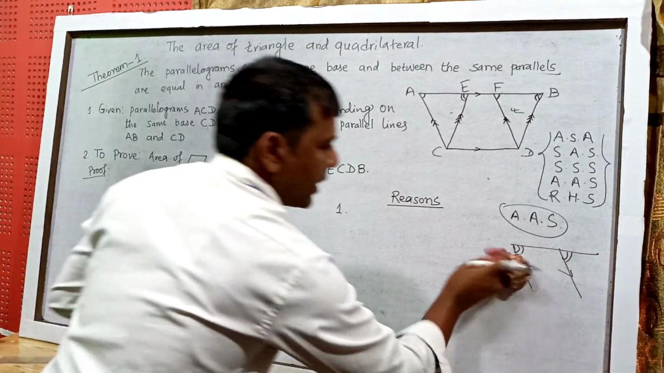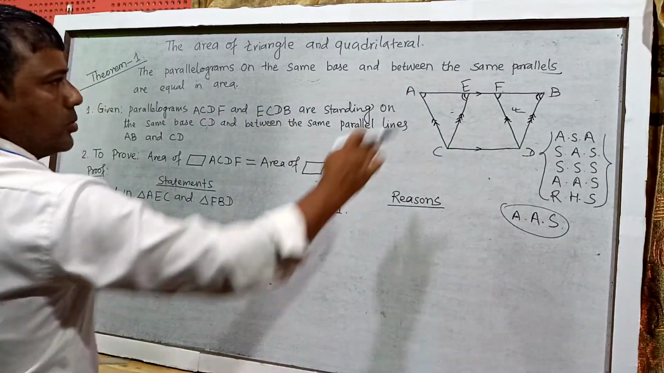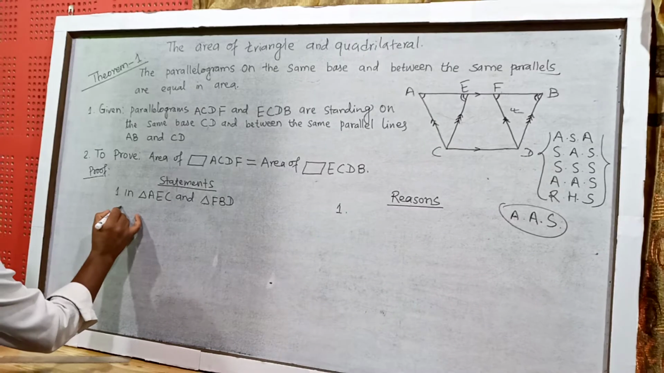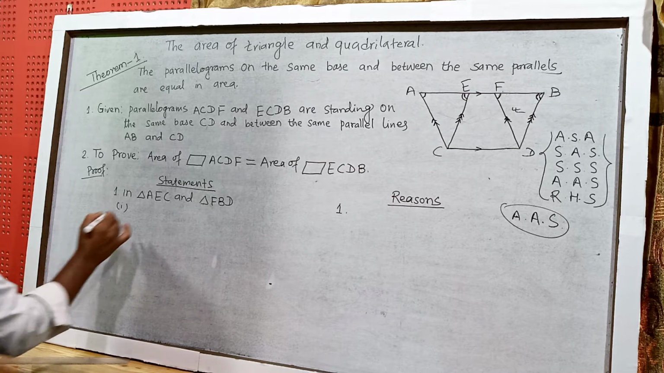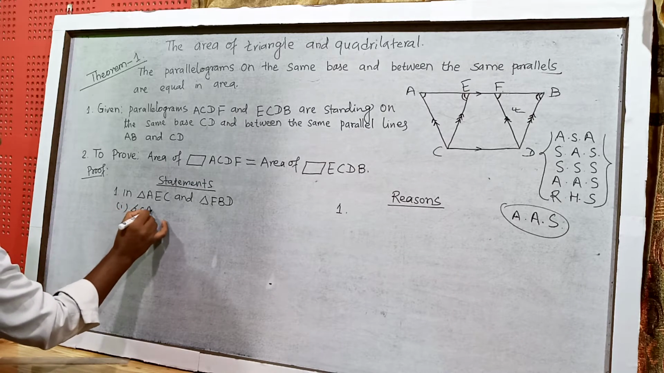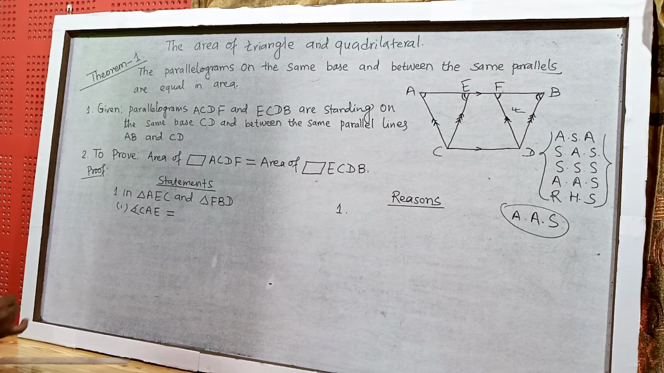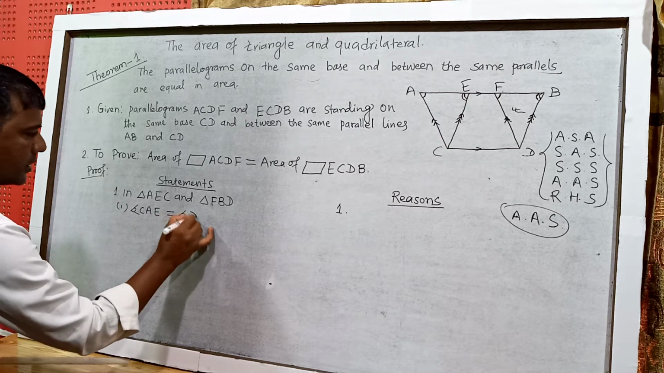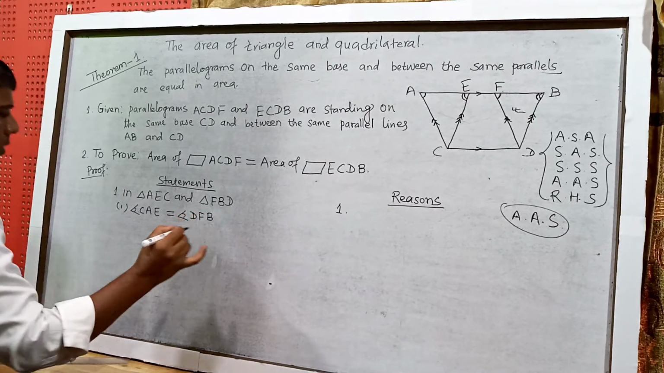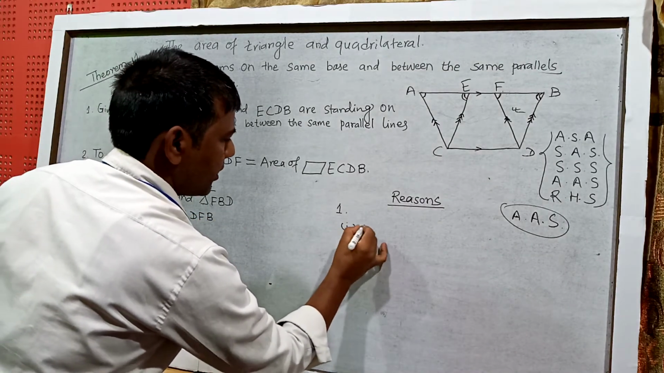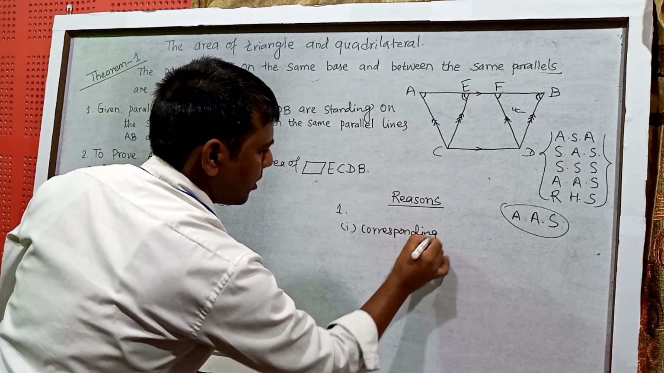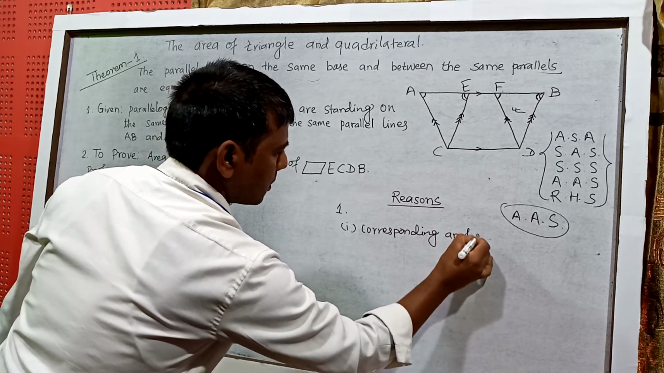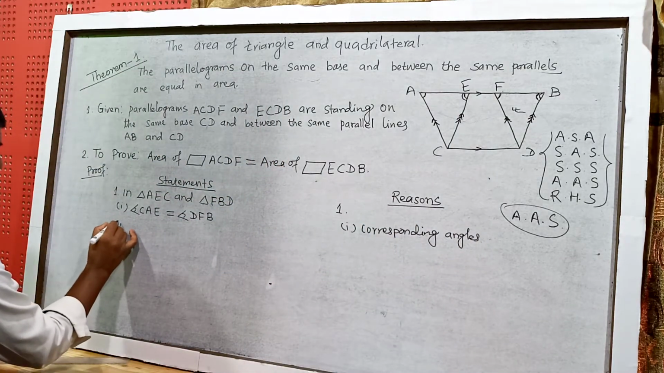So my students, let's try to show them congruent. In number one, at first, angle CAE equals angle DFB. Reason: corresponding angles.